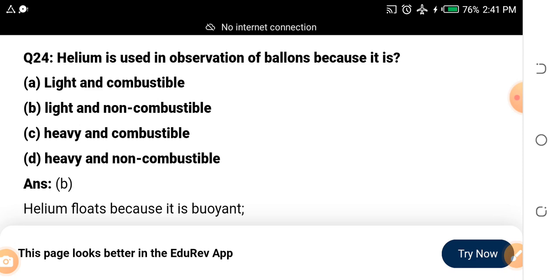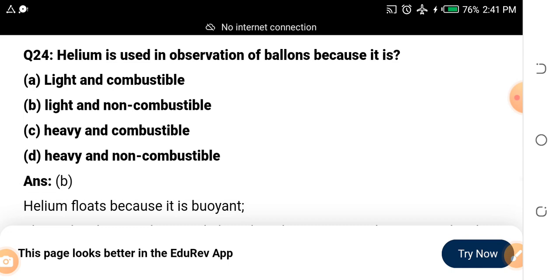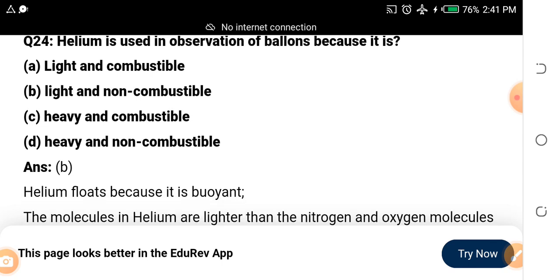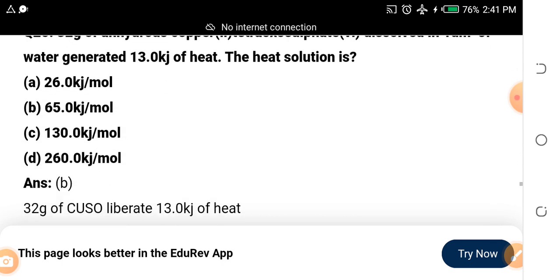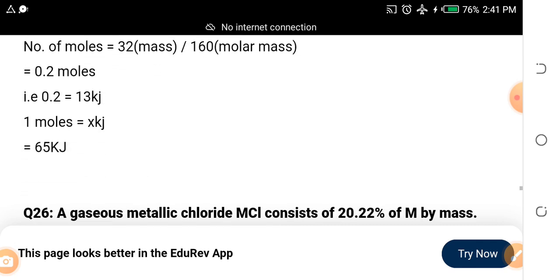A. Light and combustible. B. Light and non-combustible. C. Heavy and combustible. D. Heavy and non-combustible. The answer is B. Helium is light and non-combustible. That means helium is not heavy. Helium floats because it is buoyant. The molecules of helium are lighter than nitrogen and oxygen molecules of our atmosphere, and so they rise above it. Okay? Let's look at question number 28.